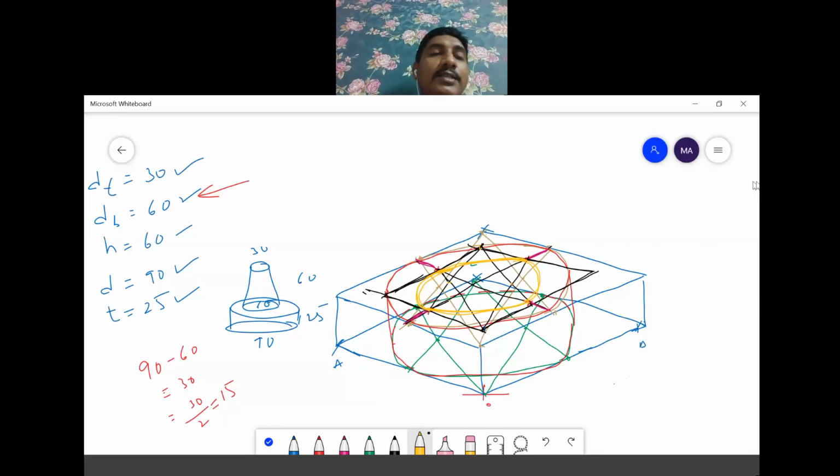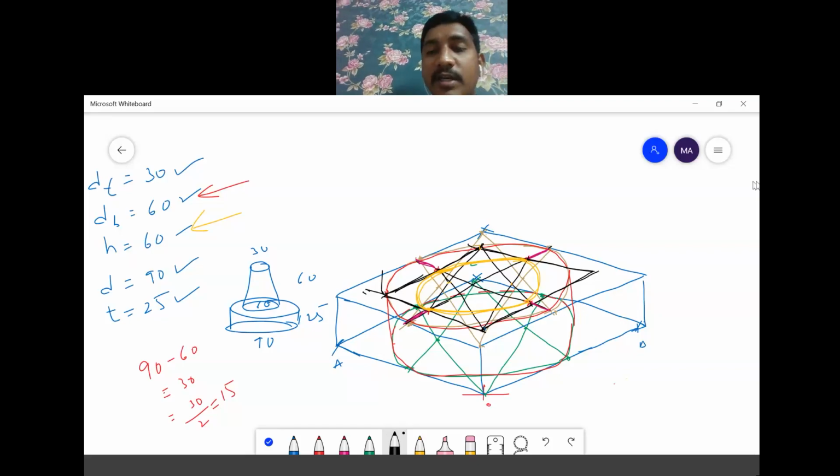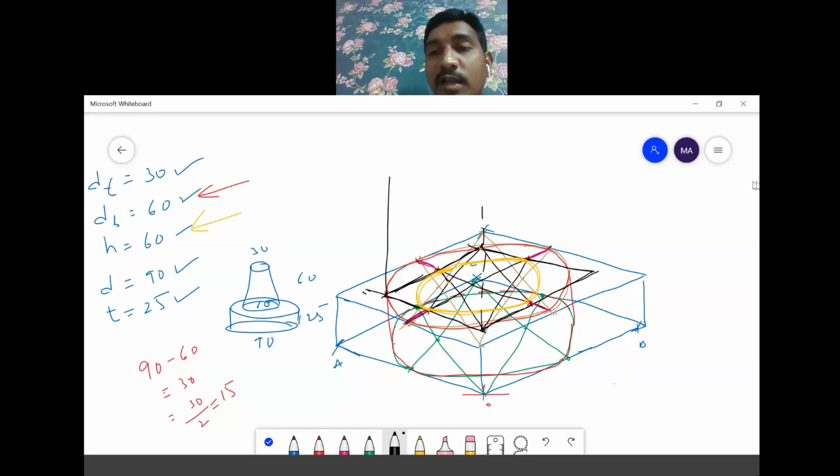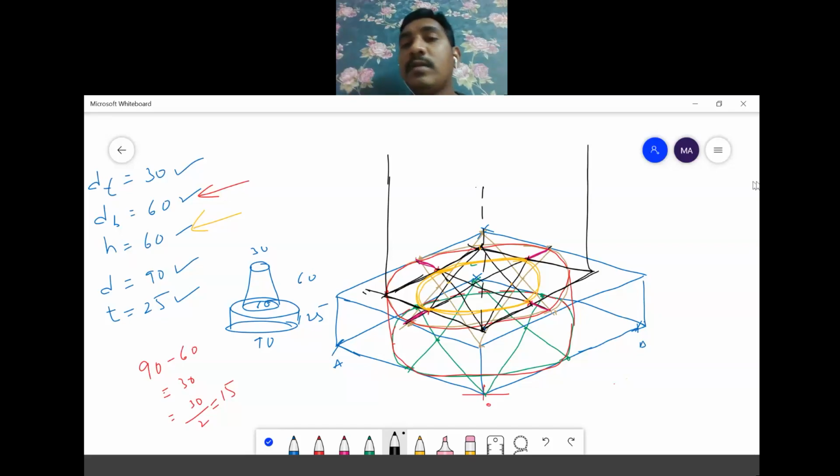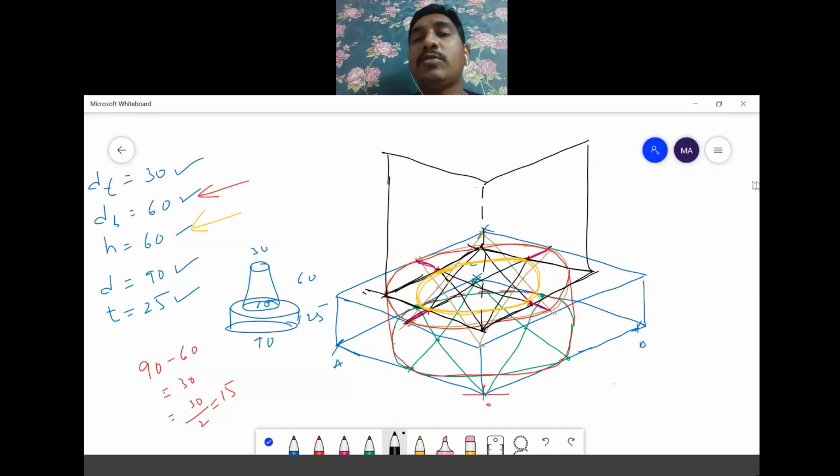After that, what is the height he has given? 60. I am extending this to 60. Again, I am extending this line to 60, and this line to 60 mm. I'm joining these two.